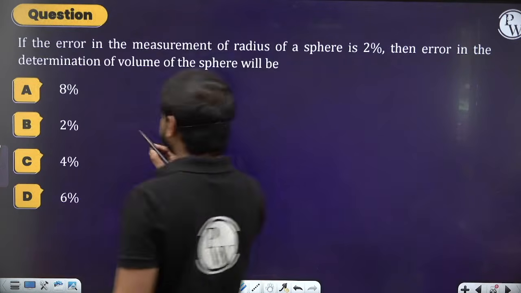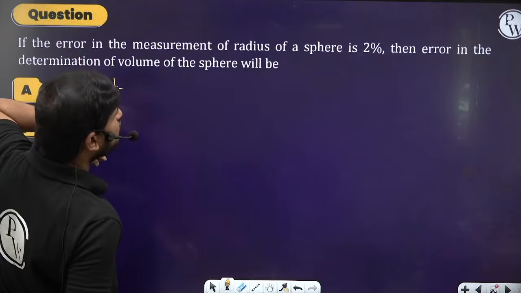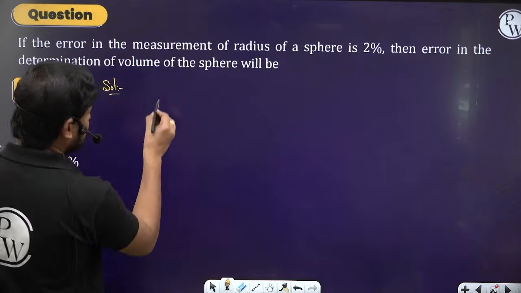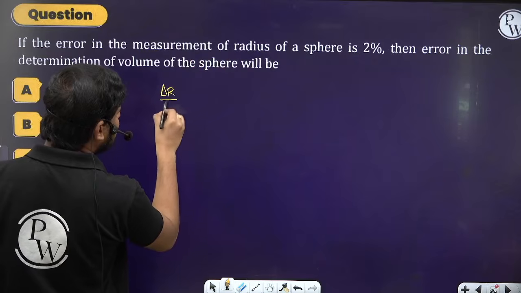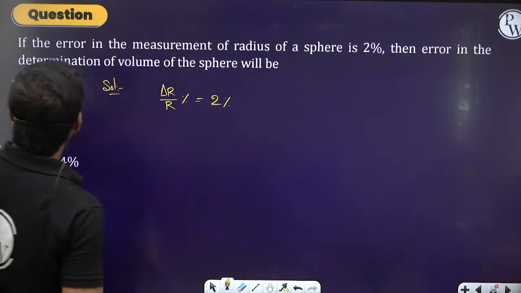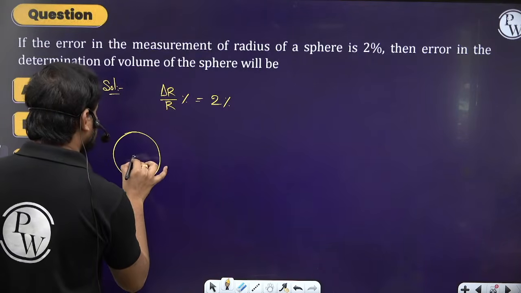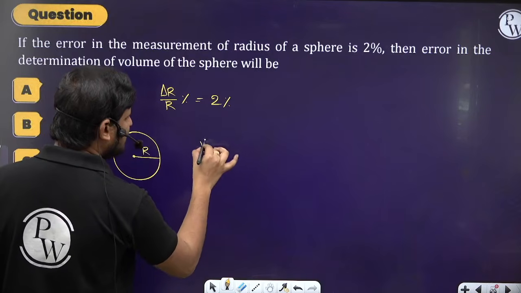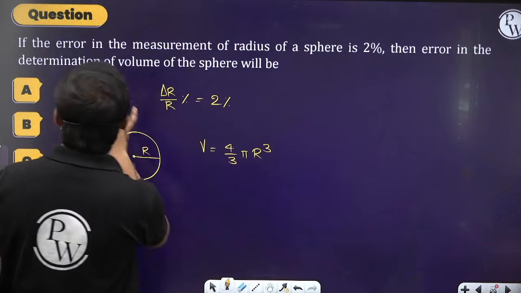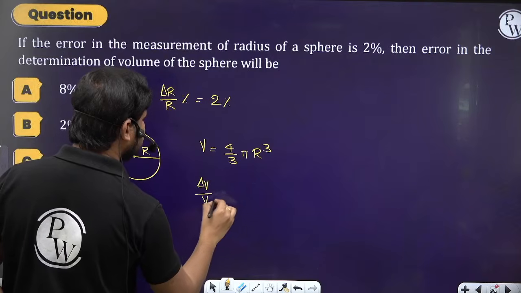So the next question, see here. So if the error in the measurement of radius of the sphere, so delta r by r percentage is given, 2%. Then the error in the determination of volume of the sphere. So consider this is the sphere whose radius is r. Then the volume formula will be 4 by 3 pi r cube. So we need the percentage error in the volume, so delta v by v percentage we require.